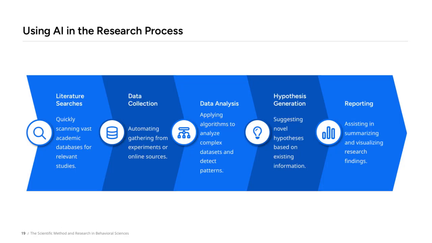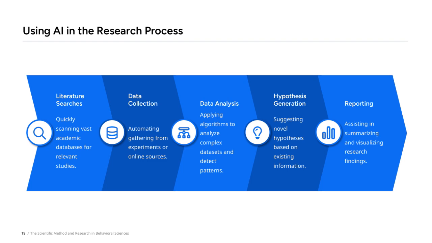When it comes to using AI in the research process, there are several key areas where it offers significant advantages. First, AI can streamline literature searches by quickly scanning through vast academic databases to find the most relevant studies, saving researchers a lot of time. Next is data collection, where AI helps automate the gathering of information, whether from experimental results or various online sources, ensuring efficiency and accuracy.